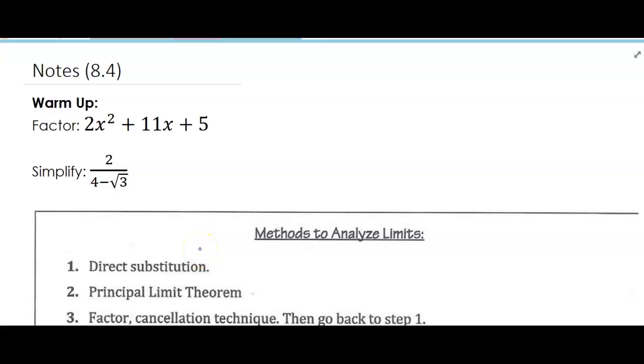All right, PCH, we have evaluated limits from graphs. We have evaluated limits from tables. Now, today we're going to talk about evaluating limits algebraically, when we are just given the function and we do not have a graph or a table, and we're not able to come up with those things on our own.